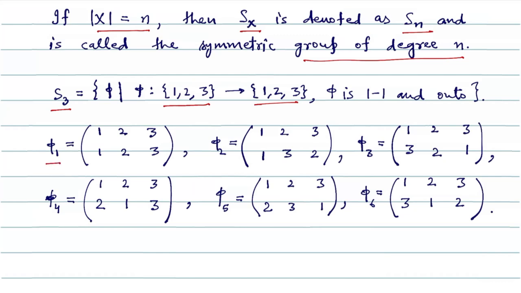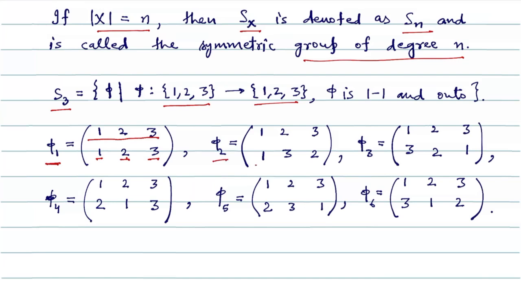First one is phi 1. We write the elements of S_3 as matrices. Of course they are functions from {1, 2, 3} to {1, 2, 3}. In the first row we write the domain 1, 2, 3, and in the second row we write the images of 1, 2 and 3 respectively. So under phi 1, 1 goes to 1, 2 goes to 2, and 3 goes to 3. That means phi 1 of 1 is 1, phi 1 of 2 is 2, and phi 1 of 3 is 3.